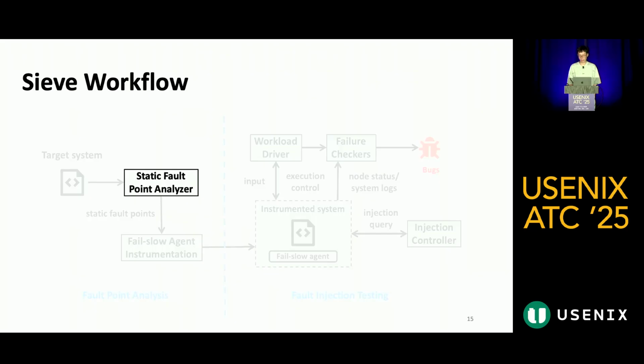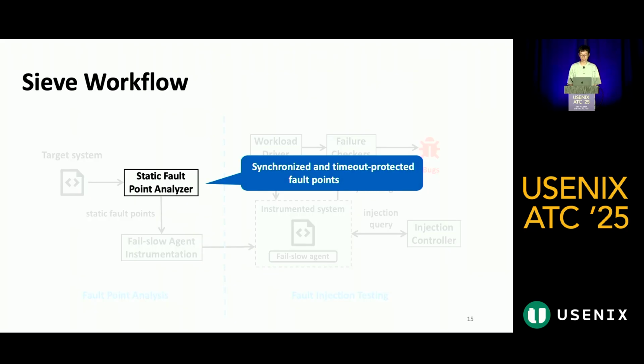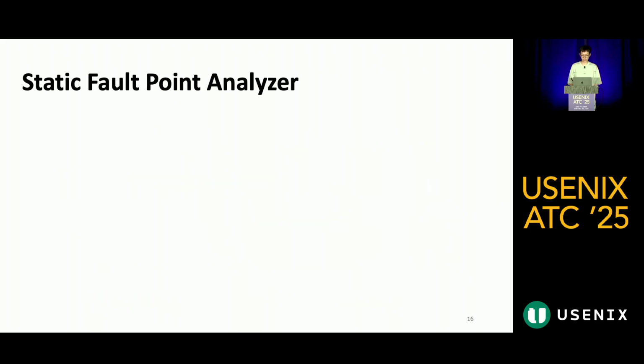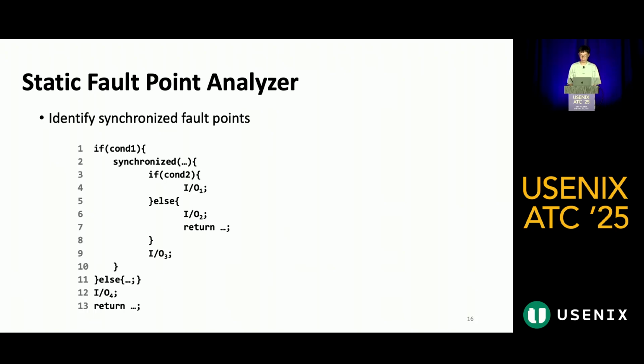This talk focuses on the static fault point analyzer, which identifies synchronized and timeout-protected fault points. And then I will introduce fail-slow agent instrumentation, which is key to enabling fine-grained fault injection. Let's see how to identify synchronized fault points. Here is the Java code.